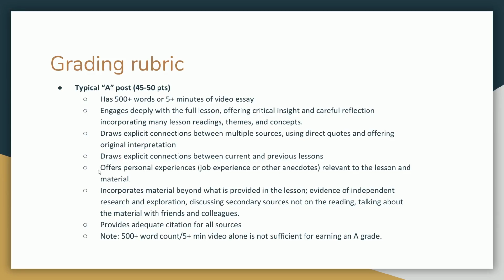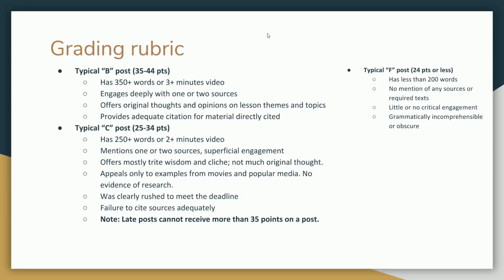This is the kind of feedback that you'd be getting. If you're earning a B, which is somewhere between 35 and 44 points, then you're not at that excellent performance level, but you are meeting the minimum requirements. The minimum requirement is about 400 words, so 350 words or so is in this 35 to 44 point range. If you're engaging with one or two sources, right?